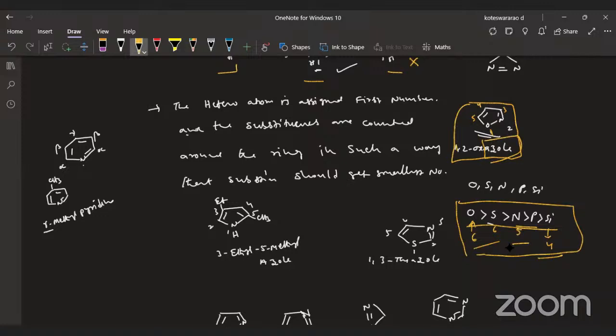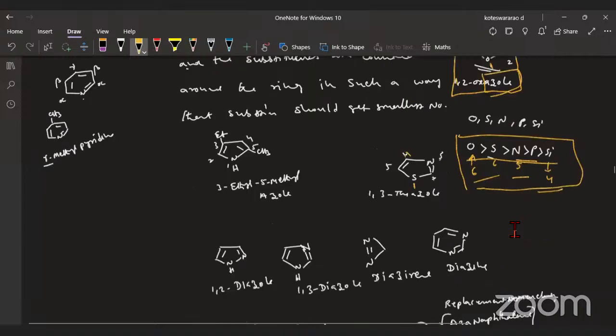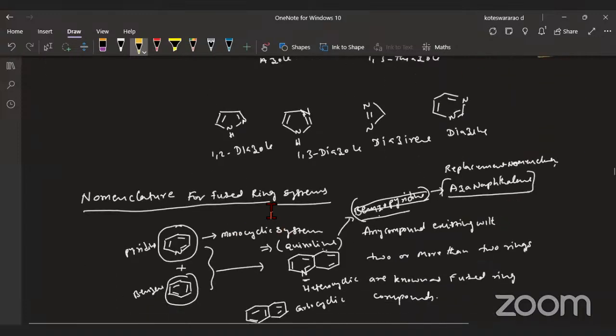Right? When there are two heteroatoms, one is sulfur and one is nitrogen, then 1,3 thiazole is correct. The numbering starts with 1 from sulfur, then 2, 3, 4, 5. Then 1,3 thiazole. You need to follow this order. Right. We have other examples.